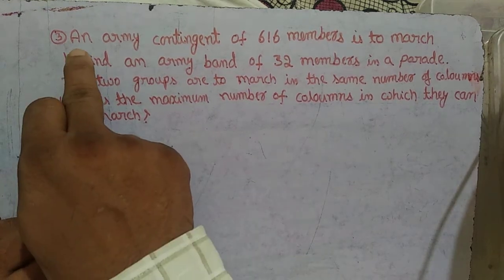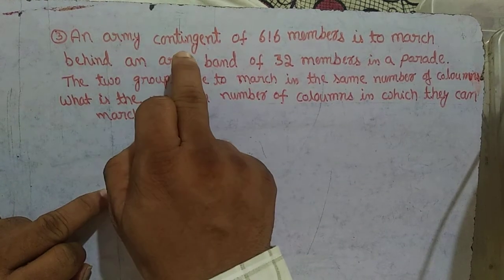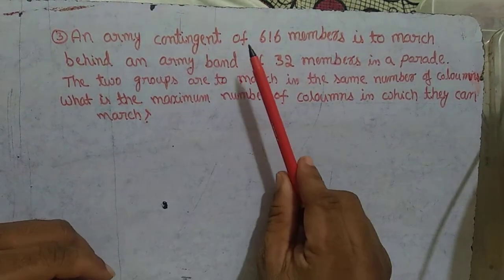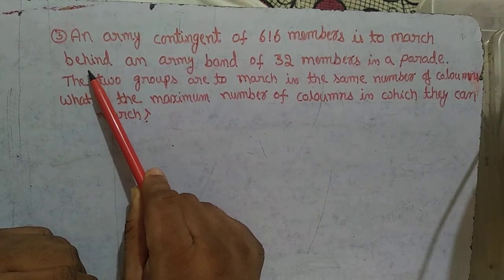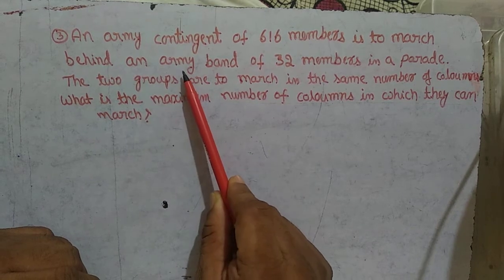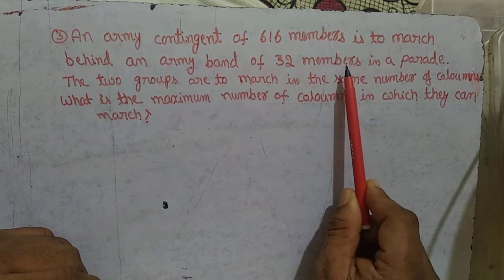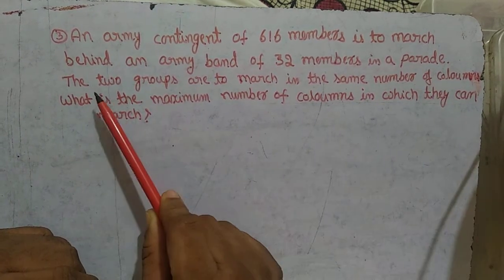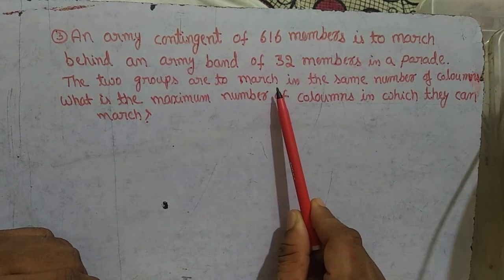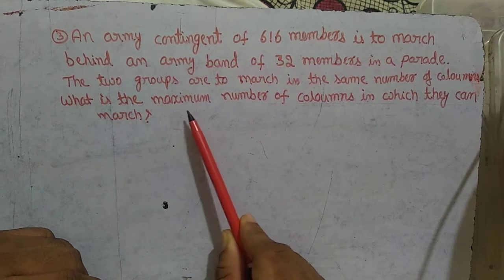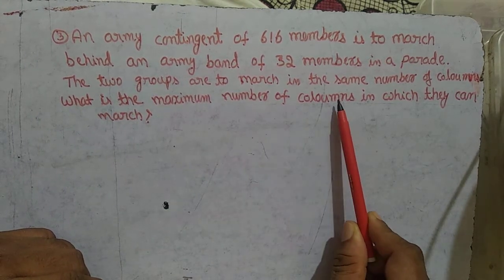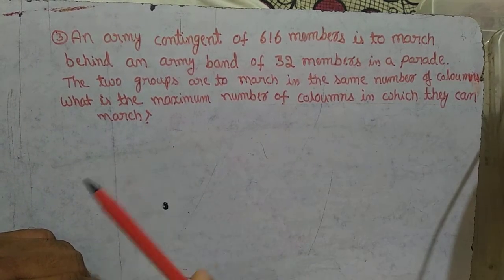The question is like this: an army contingent of 616 members is to march behind an army band of 32 members in a parade. The two groups are to march in the same number of columns. What is the maximum number of columns in which they can march?